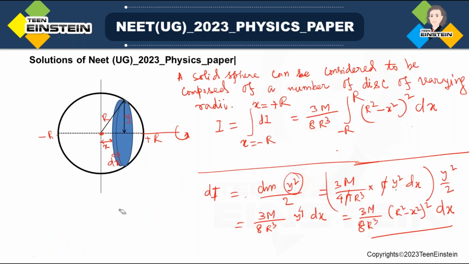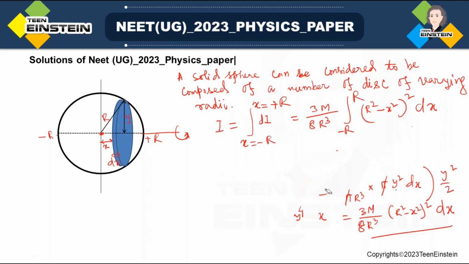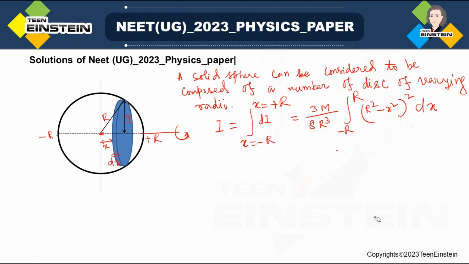Okay, now look, I'll just erase all this because we have already learned these things. Now see, I'll just simplify this a bit. So 3M by 8R cube, then minus R to plus R. This is R to the power 4 minus 2R square x square plus x to the power 4, right? And we have to integrate over dx.